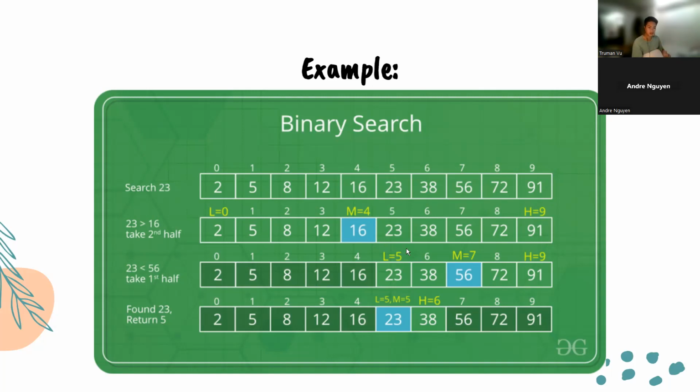So 5 plus 9 is 14. 14 divided by 2 is 7. And we look at the element at index 7, and it's 56.